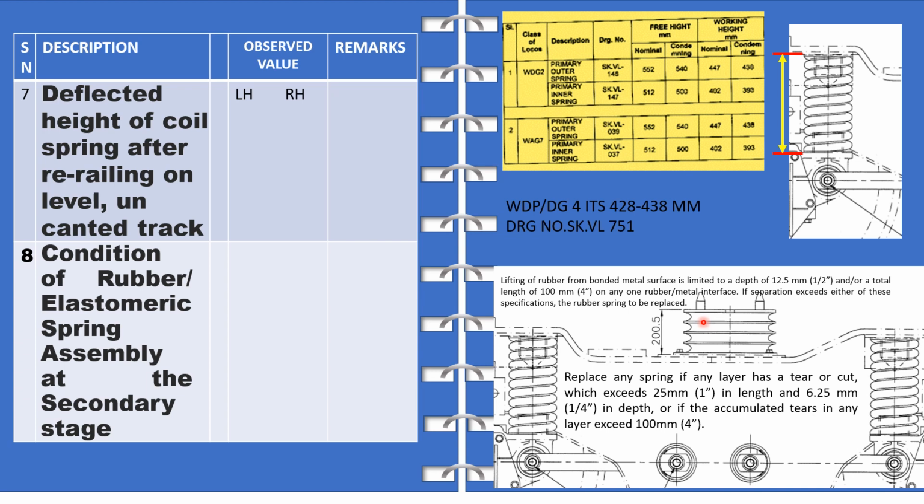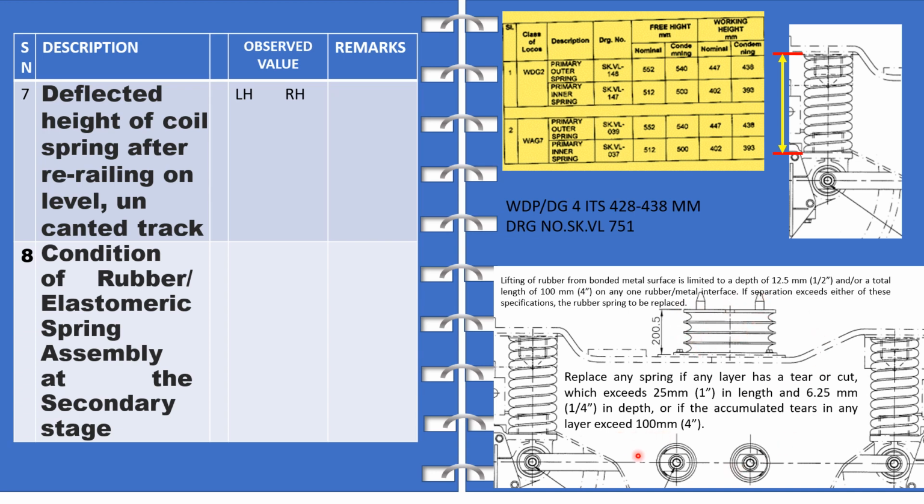So if there is a crack or a separation for 100 mm, or this rubber is lifted from the bonded metal surface to a depth of 12.5, then this has to be replaced. These are the limits which, if exceeded, this spring is required to be replaced, meaning it is rendered unserviceable.